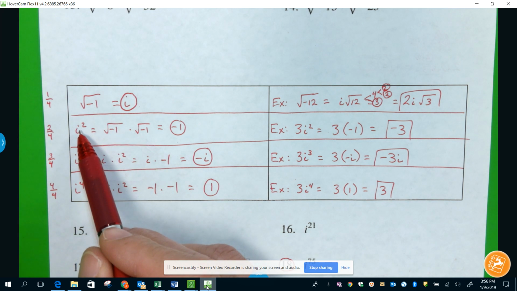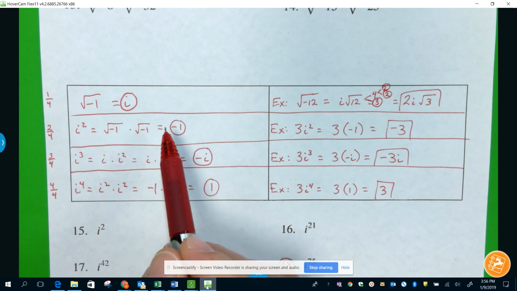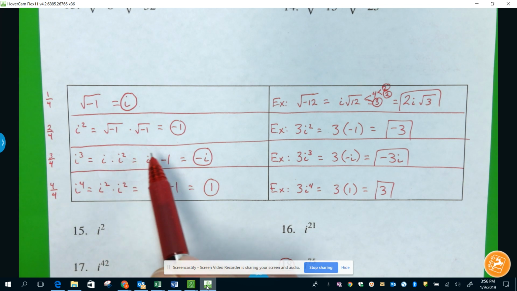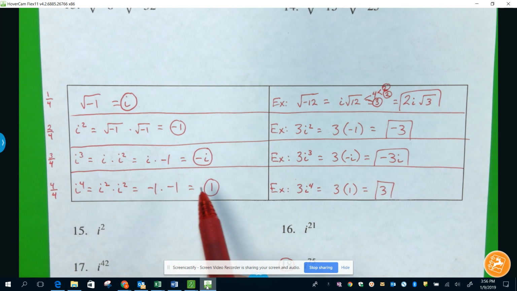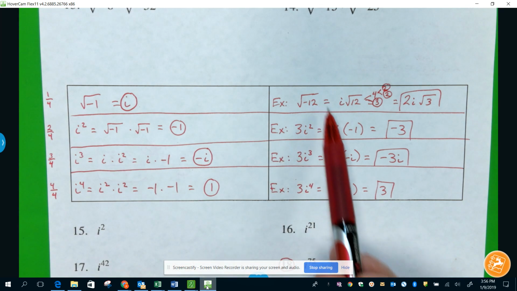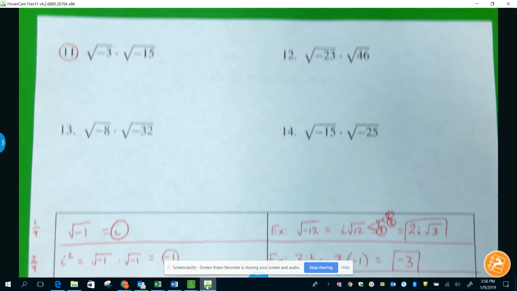Anytime you have an i squared, we talked about these in class, i squareds are eventually going to turn into negative 1. We don't want i squareds, we want negative 1s. i cubed is actually going to turn into negative i, and i to the 4th is actually going to turn into positive 1. So I've got those 4 i rules and then examples for each one of those there. Okay, so knowing that, we are going to look at problem number 11.